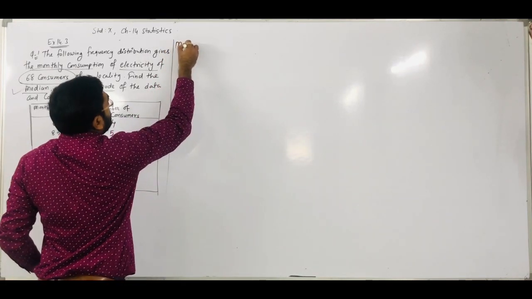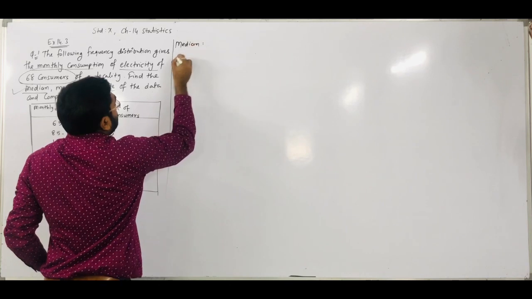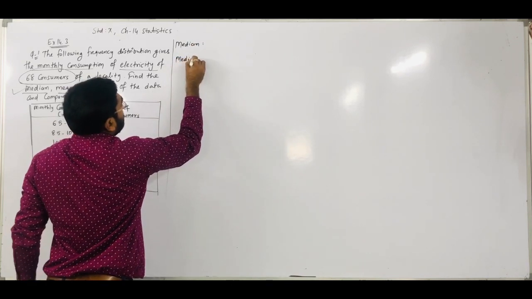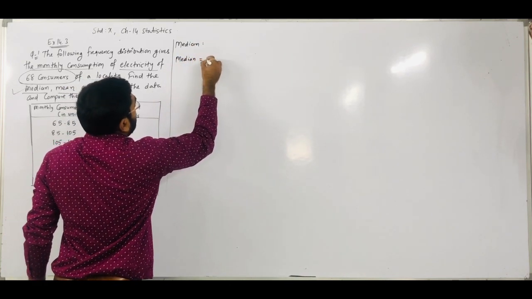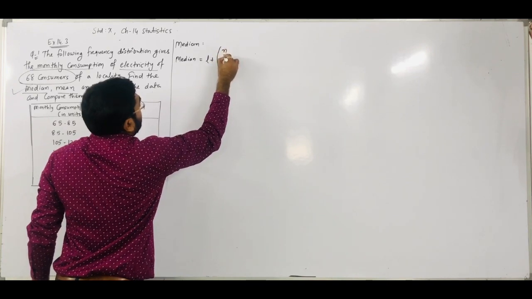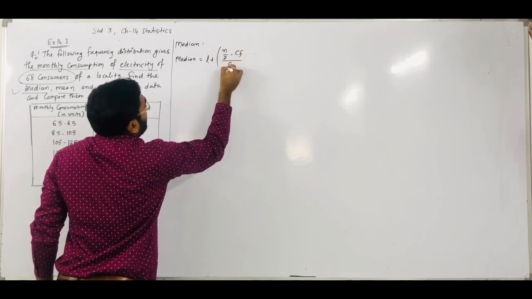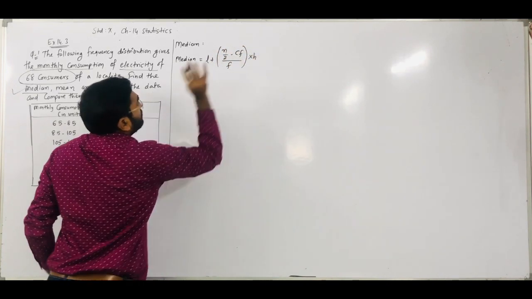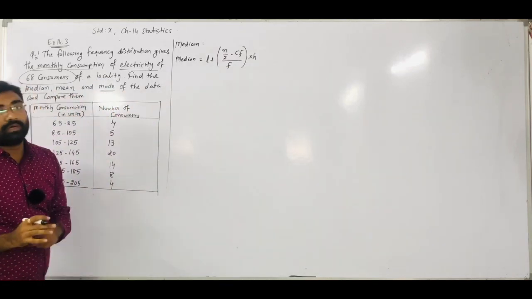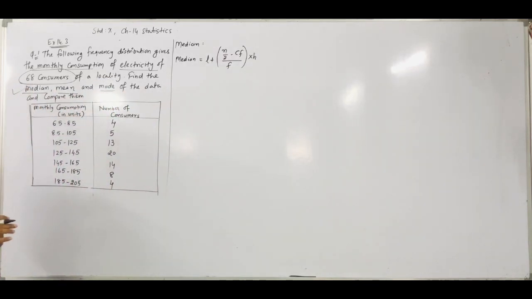Here for the median, we first of all find out. The median formula, as we discussed, is L plus (n by 2 minus CF) upon f, into h. Right. So L means the lower limit of the median class. So how can we define the median class? Observe that main thing here. For the median class, whatever the n value is, the number of consumers, the n value.